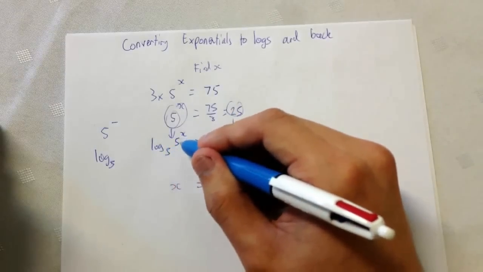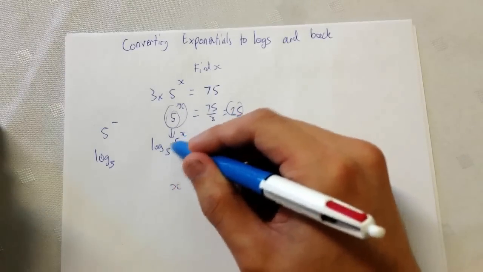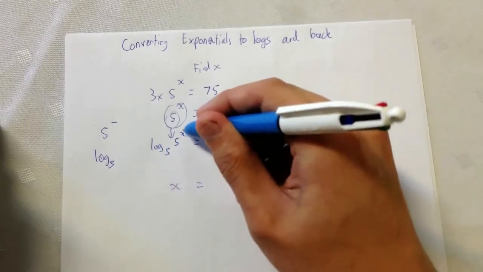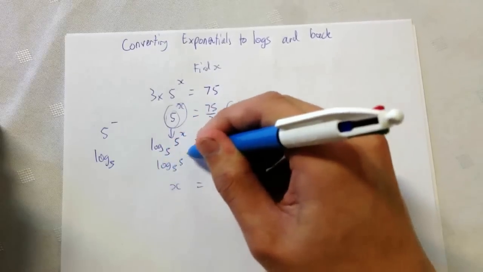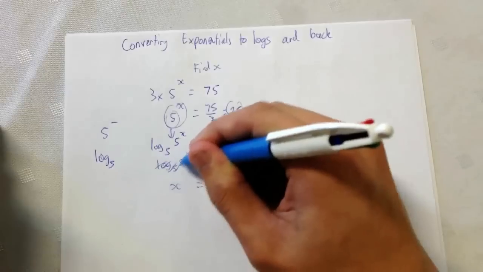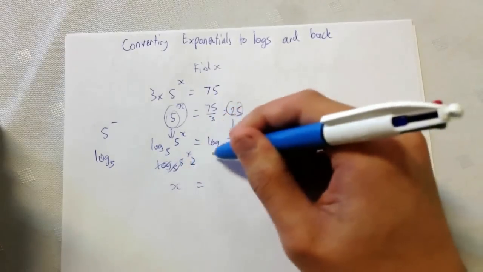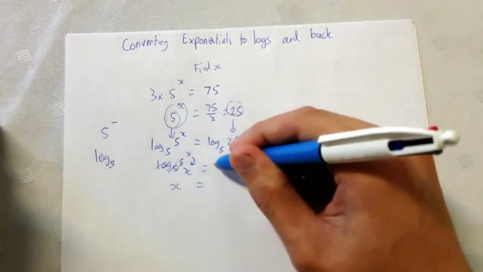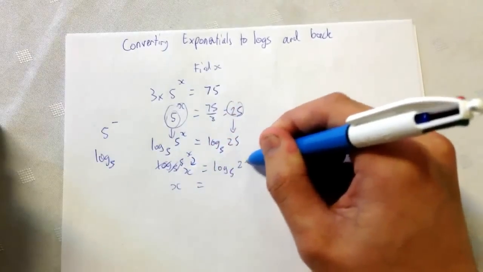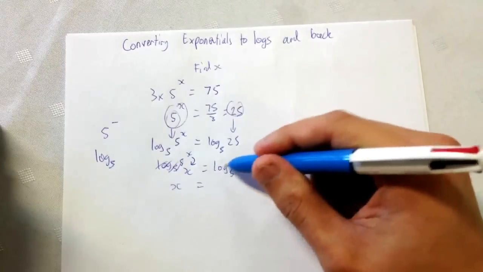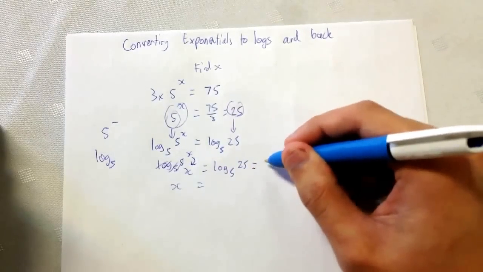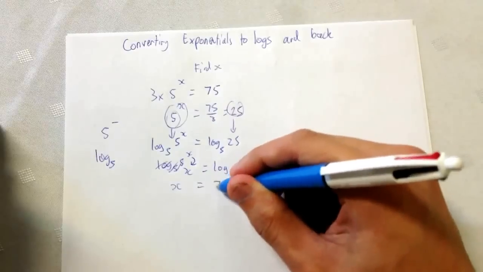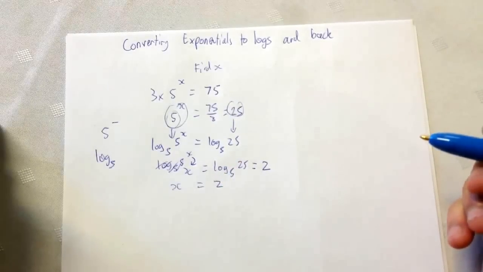Now when we log 5 and the 5 to the power of x, they actually cancel each other out. I'll write it down again. Everything cancels out here and the x comes down. So it just becomes x equals log 5 of 25. And now we can say 5 to the power of what equals 25. 5 to the power of 2 equals 25. So x equals 2. And that's how we get to our answer.